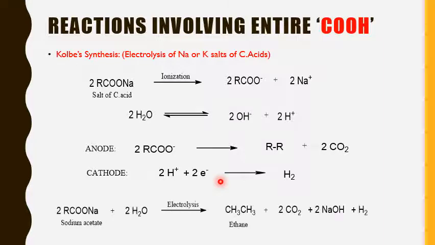So my final reaction will be: the salt of carboxylic acid with water upon electrolysis will give you an alkane, carbon dioxide and hydrogen. Alkane and carbon dioxide are produced at the anode and hydrogen is produced at the cathode, and NaOH will remain as an electrolyte within the electrolysis medium.